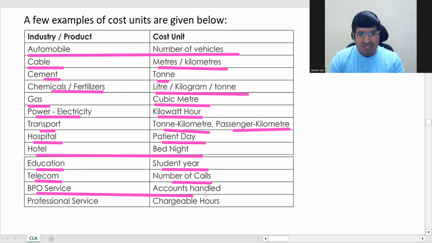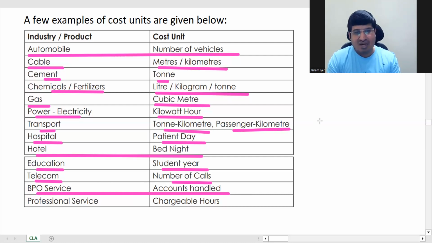BPO service, accounts handled. The cost unit is accounts handled. The BPO units give service to other organizations. Accounts means the organizations to whom they are giving service. If they are giving service to 10 organizations, then the cost unit will be per account handled, that is, per company for which you are giving service. Here again, your cost center and cost unit will be the same.